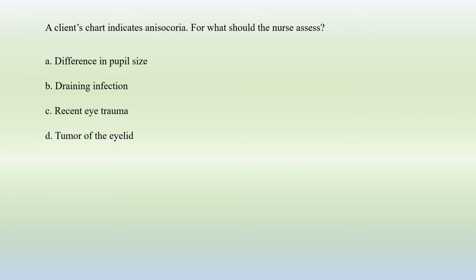A client's chart indicates anisocoria. For what should the nurse assess? A. Difference in pupil size. B. Draining infection. C. Recent eye trauma. D. Tumor of the eyelid.